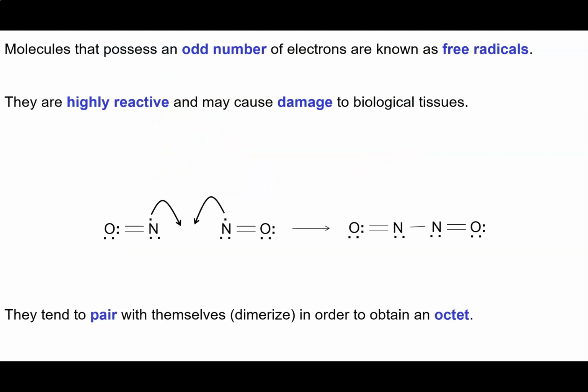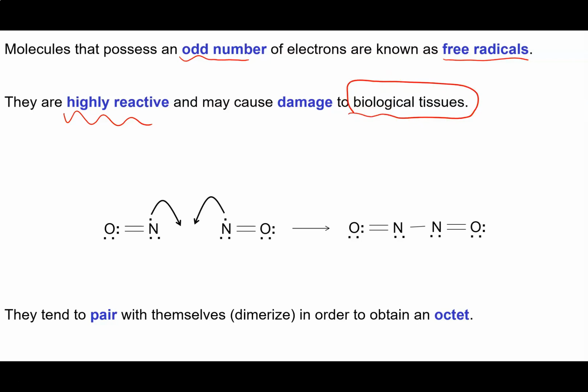Molecules that possess an odd number of electrons are known as free radicals. They don't like it. We've got atoms there where someone doesn't have a complete octet, and as a result, they're highly reactive. They're going to keep reacting, and hopefully find a more stable configuration. These free radicals are rumored to be very damaging to biological tissues because they're so reactive.